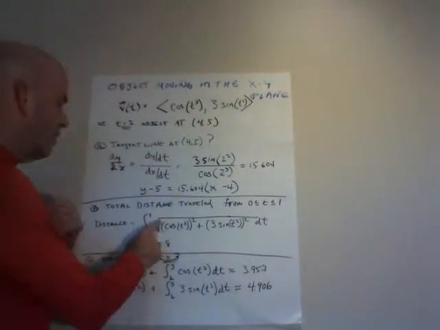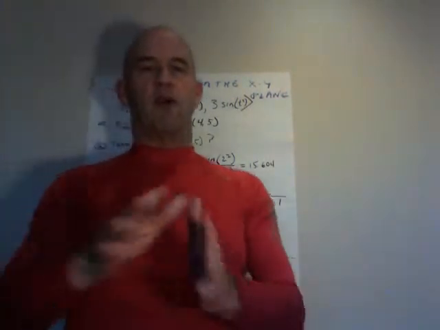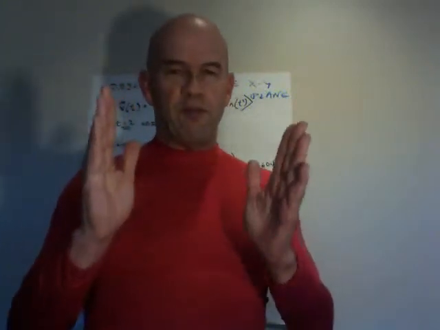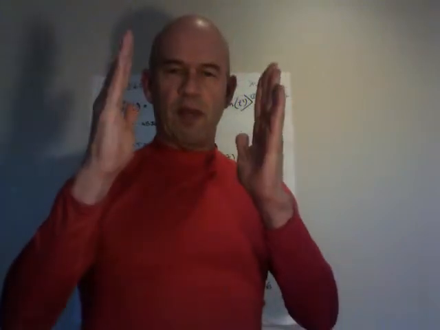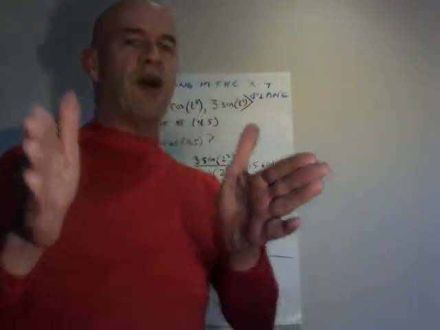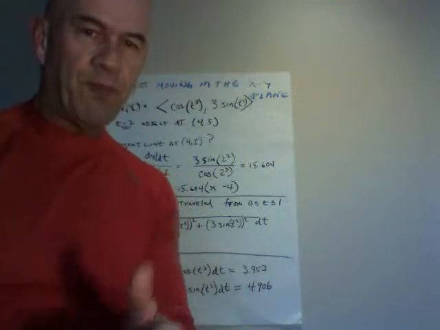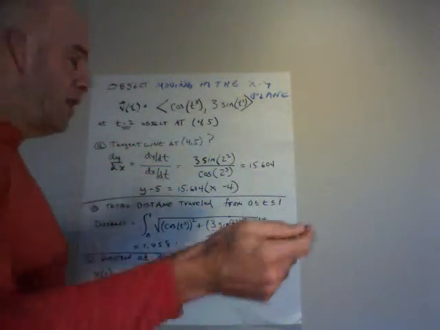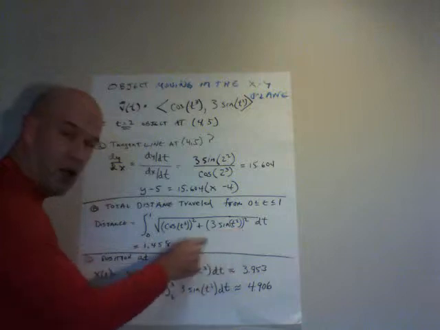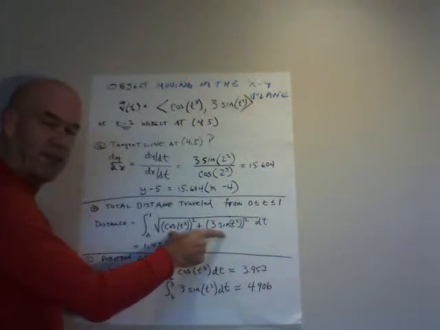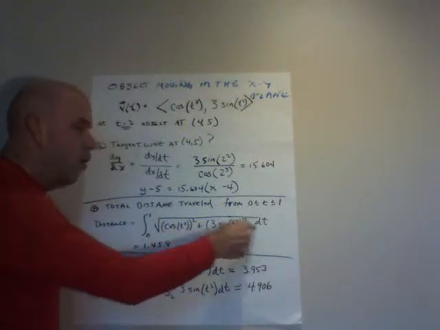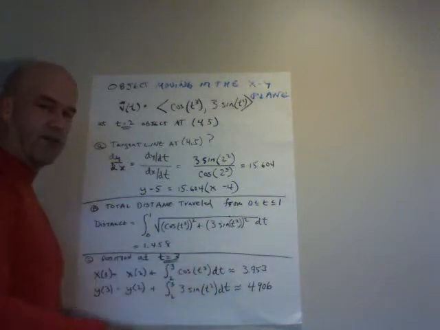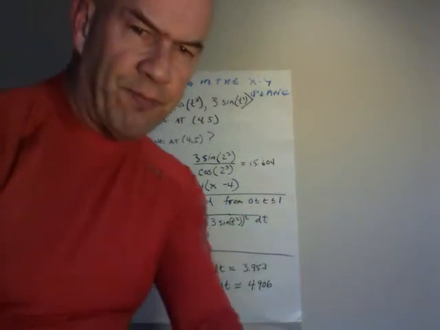But I want to talk about this also. If we go back to straight line motion, if we integrated velocity, we got displacement. If we integrated the absolute value of velocity or speed, we got distance. Well, besides this being the arc length, this is the velocity vector's magnitude, which is speed. So I'm integrating speed over time. I'm going to get distance. All right, I hope that helps.